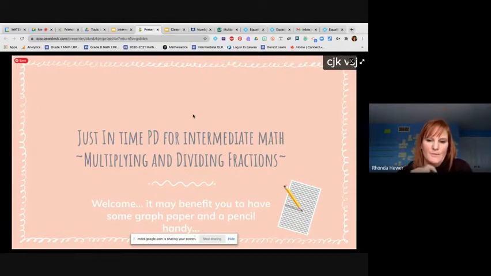It might be helpful for you to have some graph paper and a pencil handy. We know that you're at home and you probably don't have a stash of graph paper available, but any kind of paper will do. Graph paper would be the best.